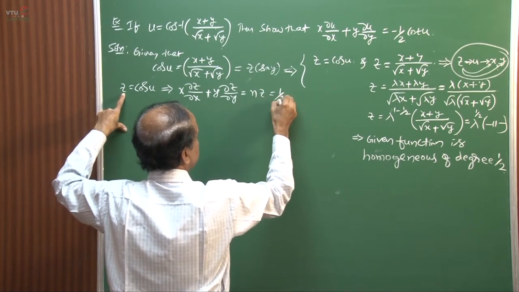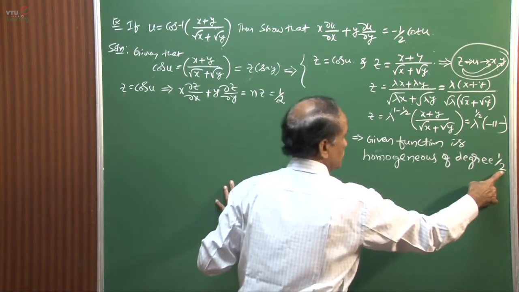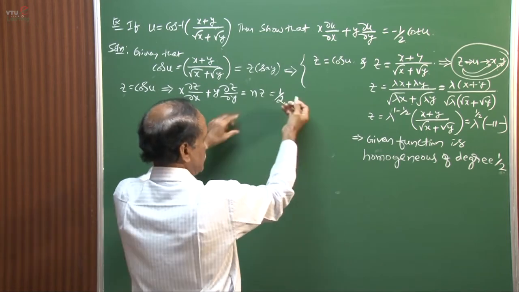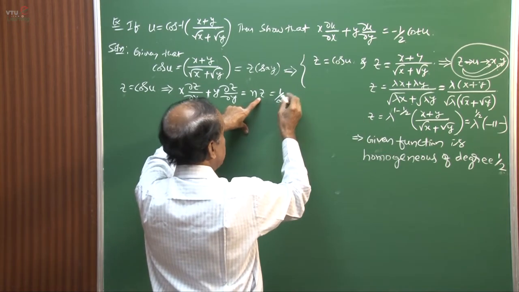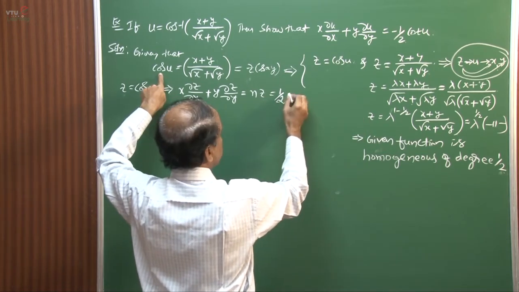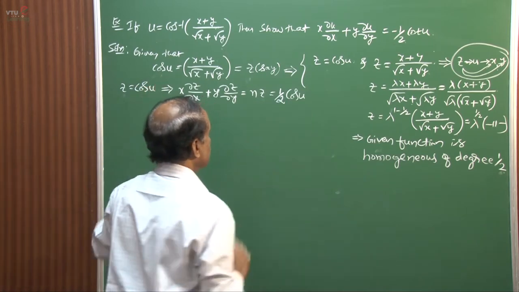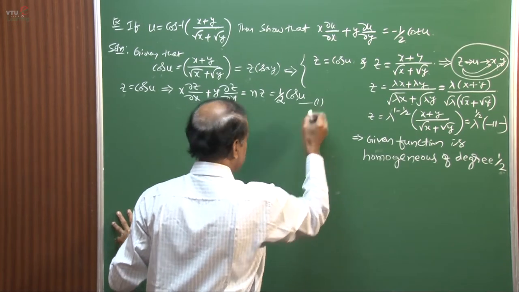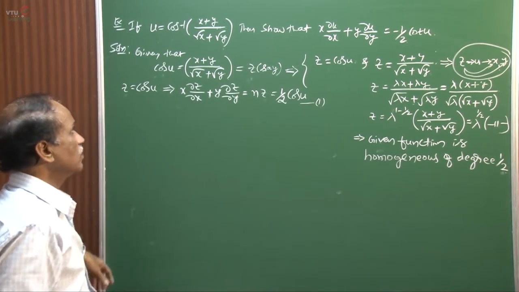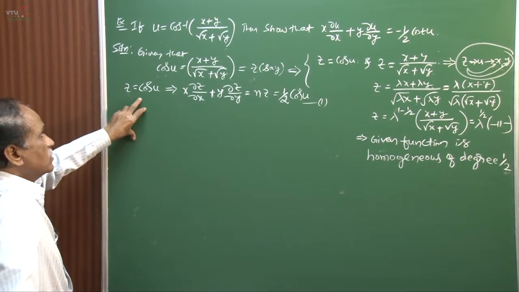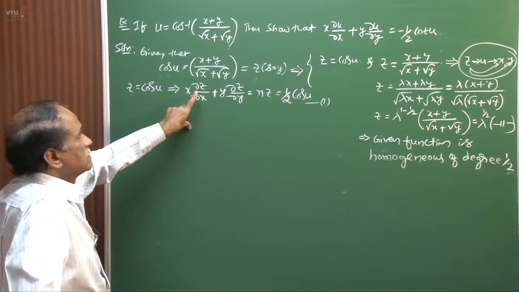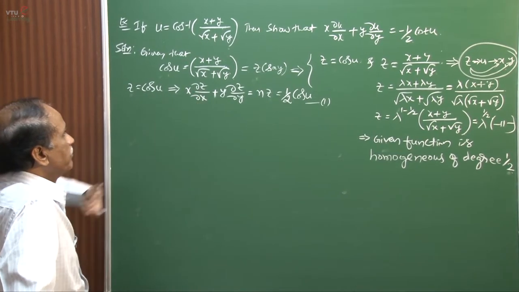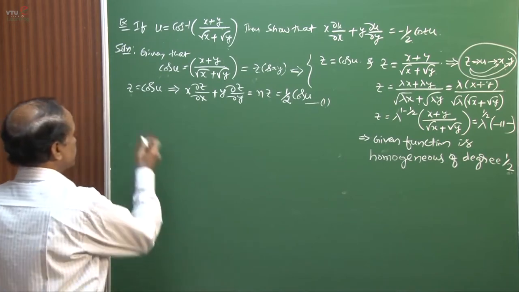You can write directly here itself: n is 1 by 2 because it represents the degree, and z is nothing but cos u. Okay, so this is the construction. Now, if you want, you can write some number for this equation, something like equation 1. So, z equal to cos u means we want del z by del x. What is that differentiation?